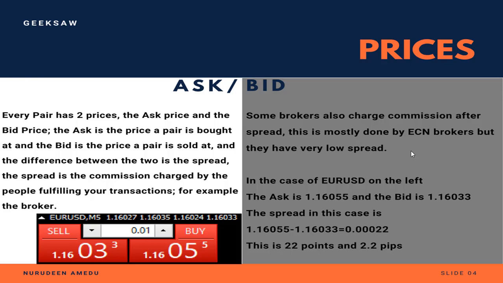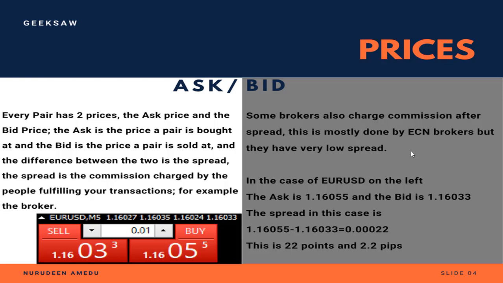The spread is the commission charged by the people fulfilling your transactions, for example, the broker. That's how the broker makes their profit, from the spread that they charge, which is usually very, very small, like $1 compared to you trading a lot size that's worth about $10,000. So they charge about $1 from it. So it's really small. Now, some brokers also charge commission after spread. This is done by ECN brokers, because ECN brokers have extremely low spread. Sometimes they even offer zero spread. So they have to make their money from the commission that they charge from their traders.